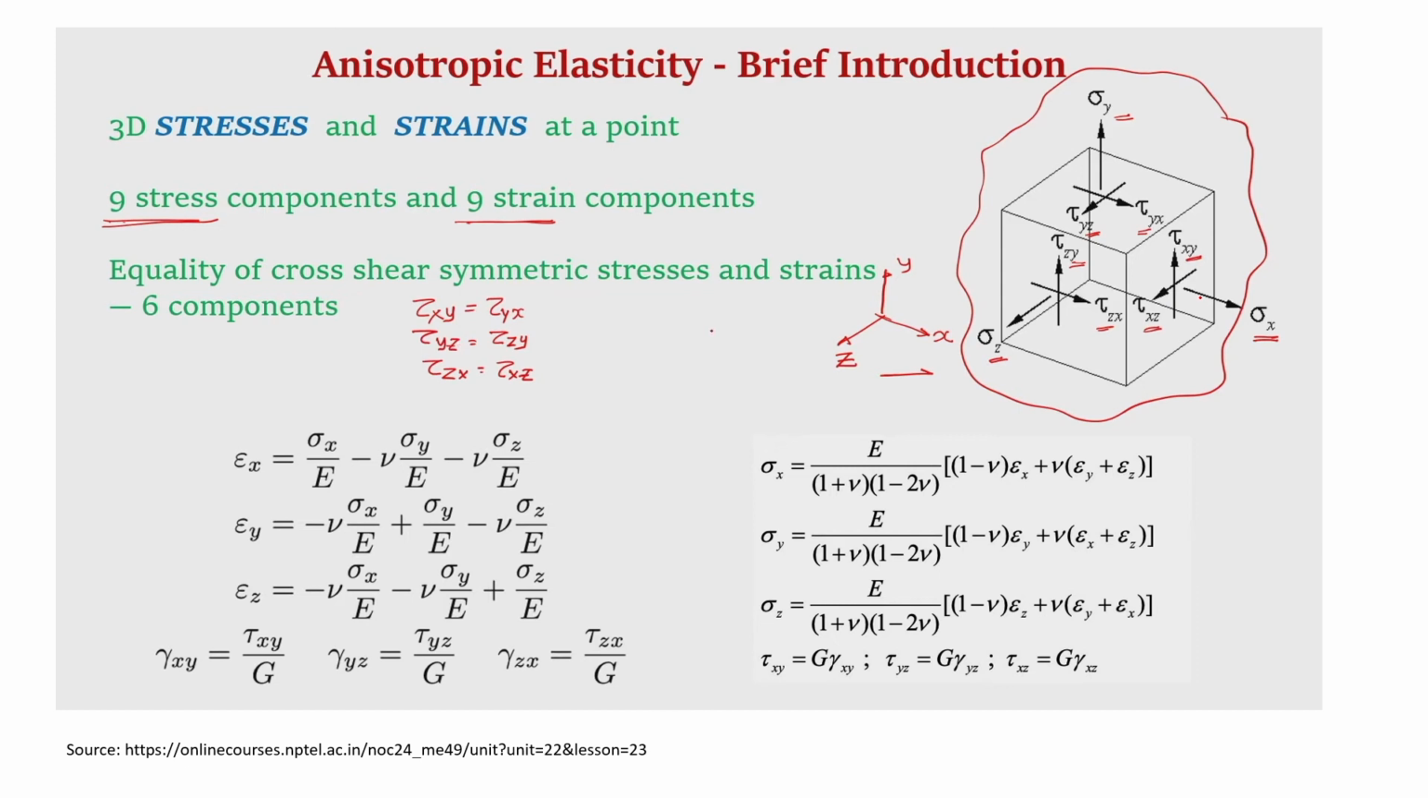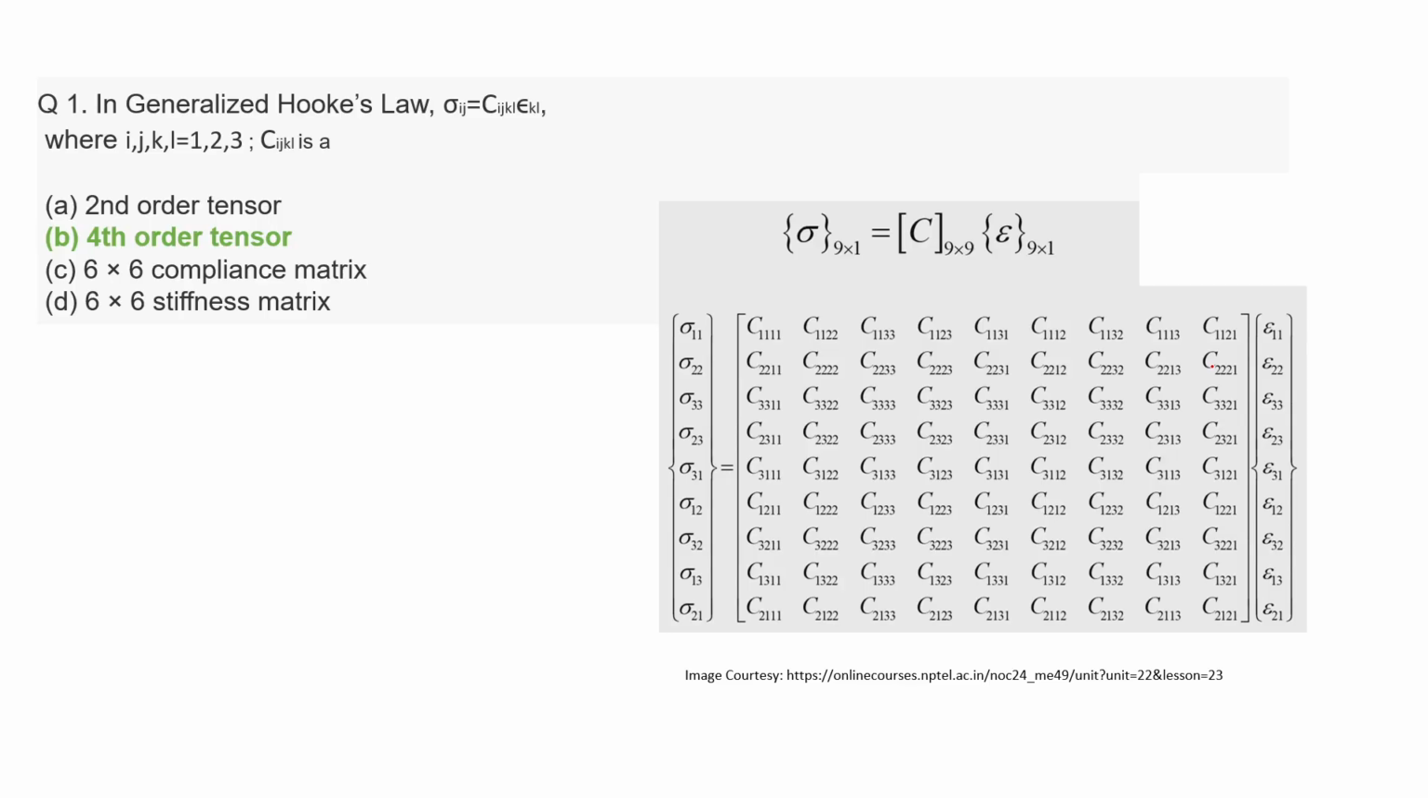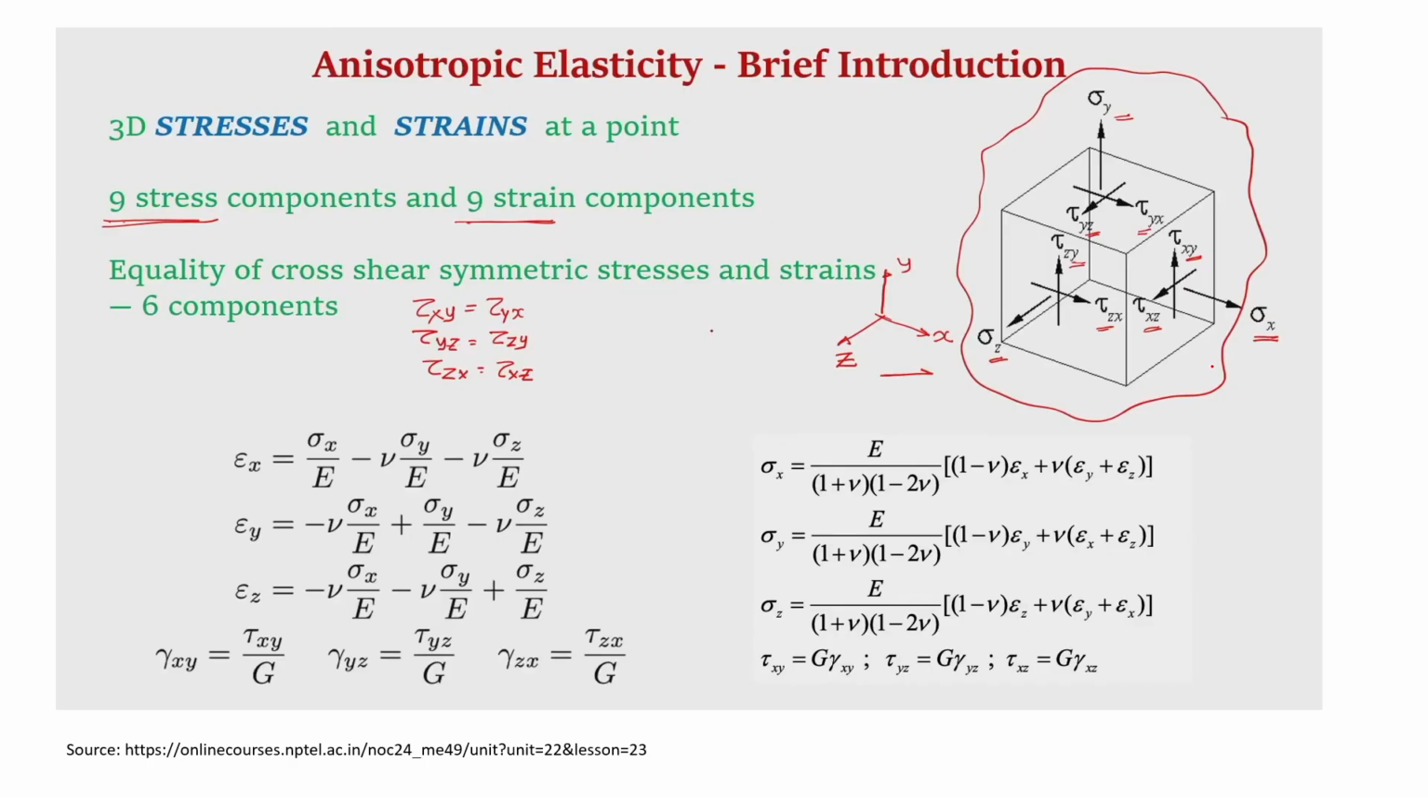If there is a stress in the x direction, there will be strain in the xy direction and xz direction. Similarly, if there is a stress in the y direction, there will be strain in yz and yx, and like that. That will give us 9 stresses and 9 strains. What are the 9 stresses? Stress 11, 22, 33, 23, 31, 12, 32, and so on. There are three direct normal stresses, x, y, z, and 6 shear stresses.